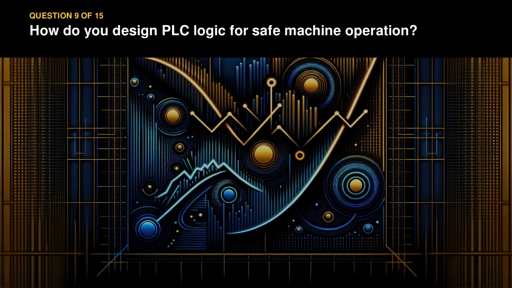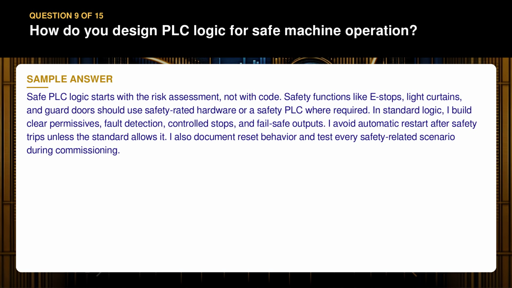Question 9. How do you design PLC logic for safe machine operation? Safe PLC logic starts with the risk assessment, not with code. Safety functions like e-stops, light curtains, and guard doors should use safety-rated hardware or a safety PLC where required. In standard logic, I build clear permissives, fault detection, controlled stops, and fail-safe outputs. I avoid automatic restart after safety trips unless the standard allows it. I also document reset behavior and test every safety-related scenario during commissioning.